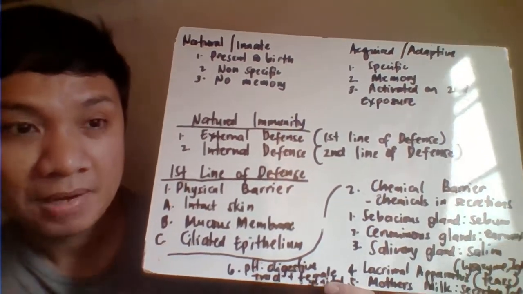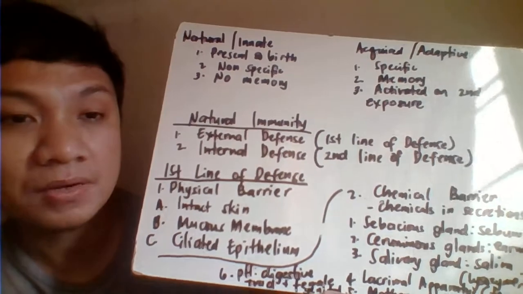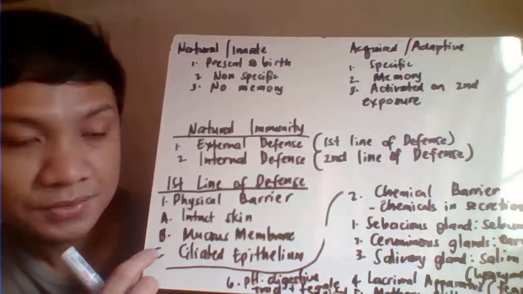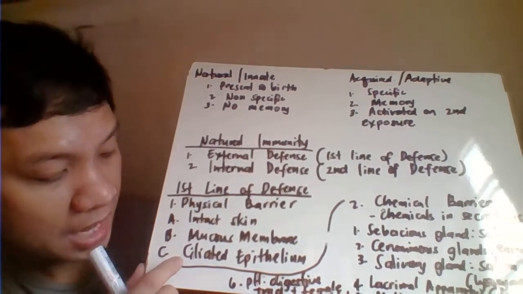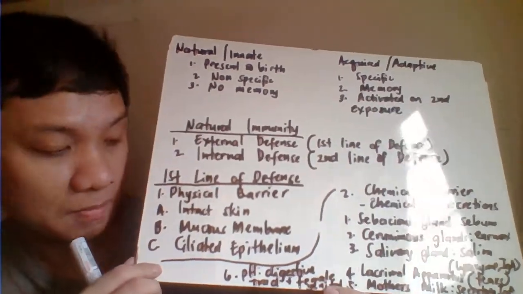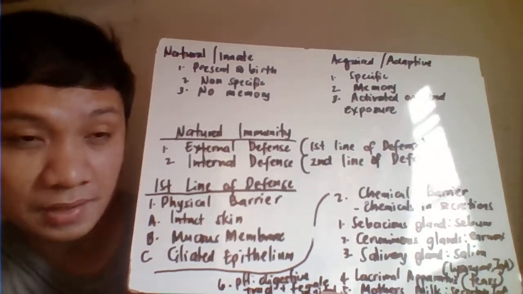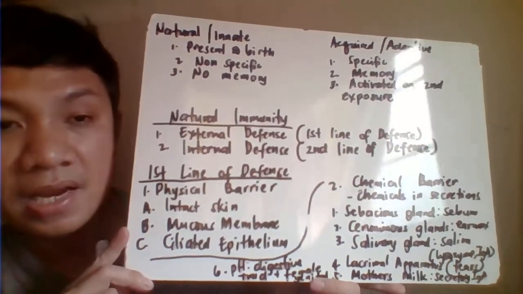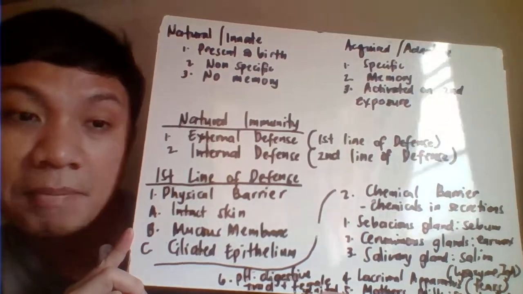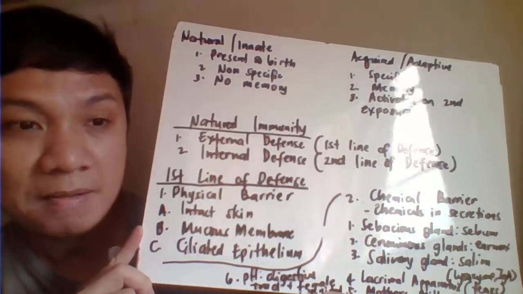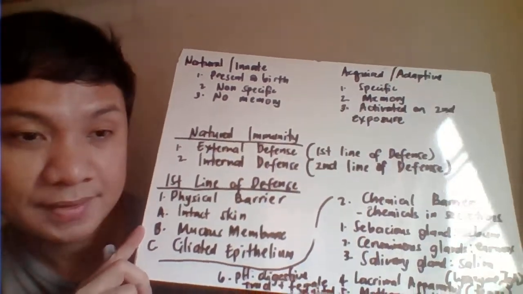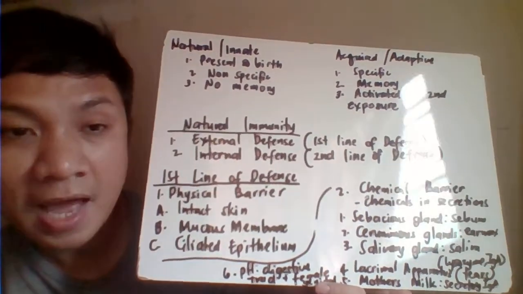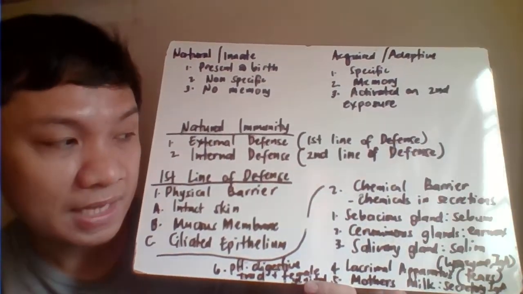So, mas madali makapasok ang pathogen natin if you have sugat, di ba? Or open wound, ganon. We have also intact mucous membrane. Then we have also ciliated epitheliums. We're talking about your cilia in your nostril. Chemical barrier, on the other hand, includes the chemical substances primarily present in our secretions. So we have lysozyme, and we have also secretory IgA.